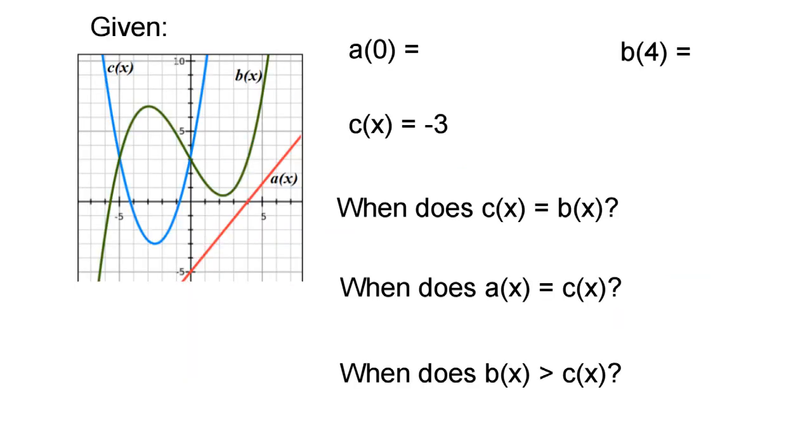Basically, I've given you a graph with 3 different functions, and I have them color-coded, so blue, green, and red. A of x is the red function.